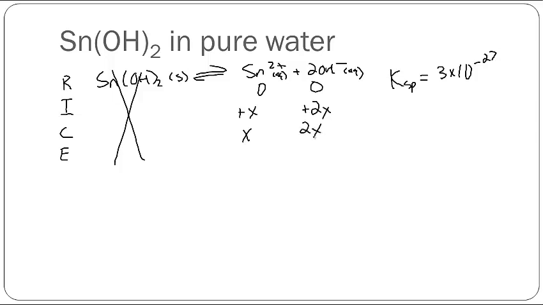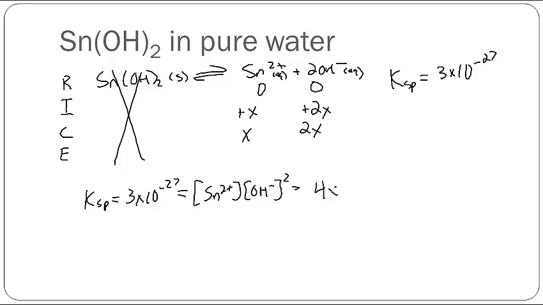So my KSP equals 3 times 10 to the minus 27th, so 4x cubed equals 3 times 10 to the minus 27th. So solving for x, you should have gotten 9.1 times 10 to the minus 10th. That is your molar solubility of tin hydroxide in pure water.